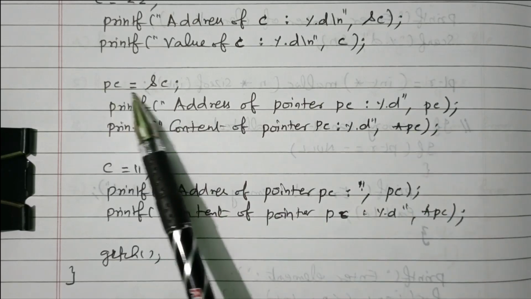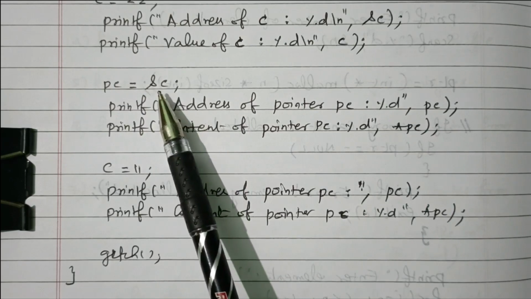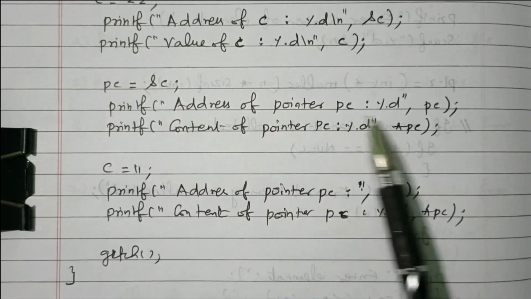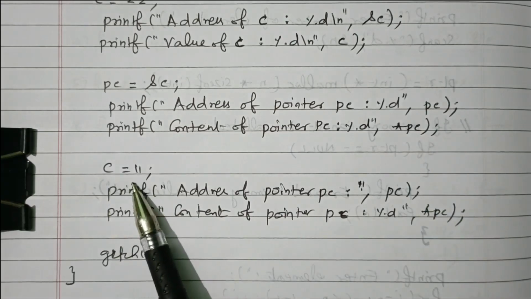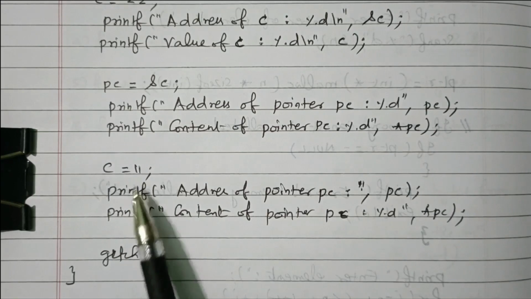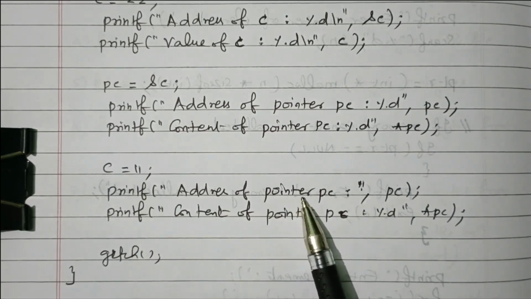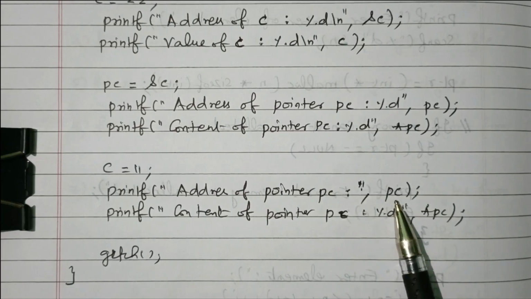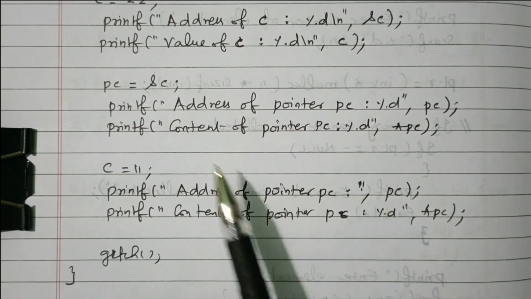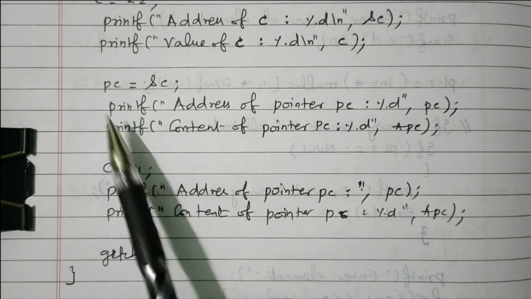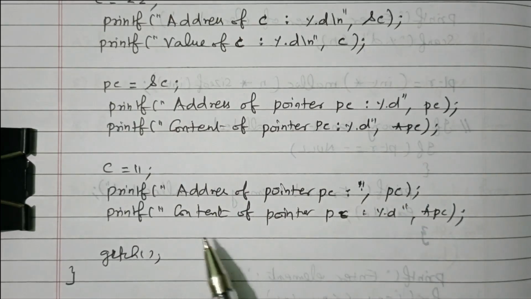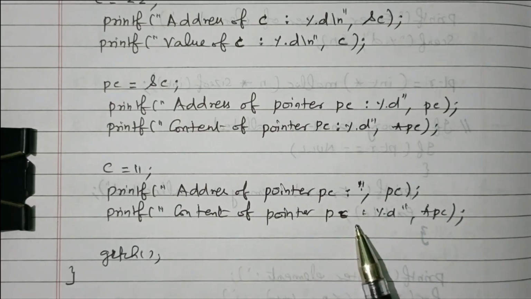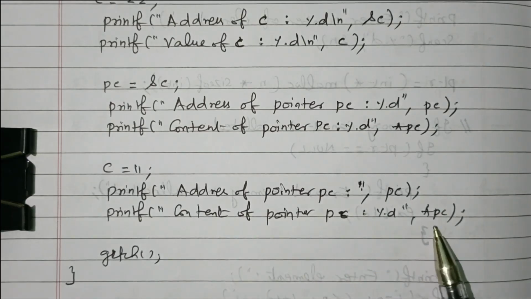After this statement, pc equal to &c, the address of c is available in pc. While referring to pc, we are getting the address, right? And then c equal to 11. Now we are assigning c equal to 11. Printf address of pointer pc: here we'll get the previous address only, because the address of c is already printed. So where this c is available, that address will be printed. Content of pointer pc will also print 11 only. Now the content of c is 11, right?